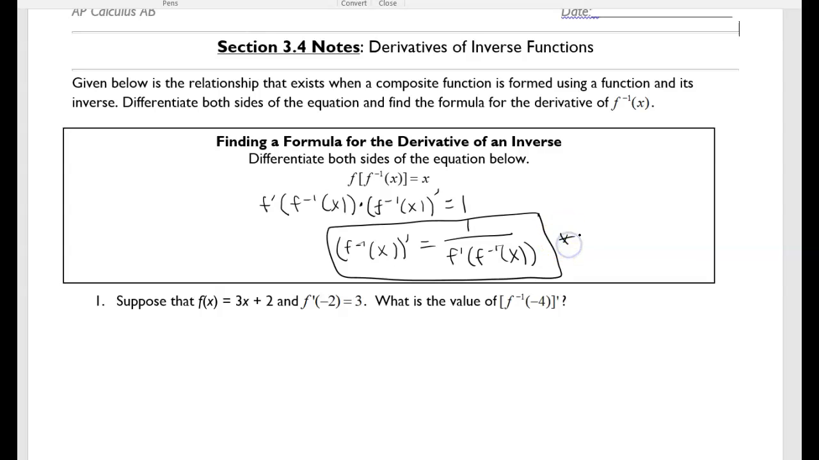This is something you will want to memorize. It's on your Stuff You Must Know cold sheet. If you don't have it memorized, then you're just going to have to figure that out every time. It will be much easier if you can memorize that.